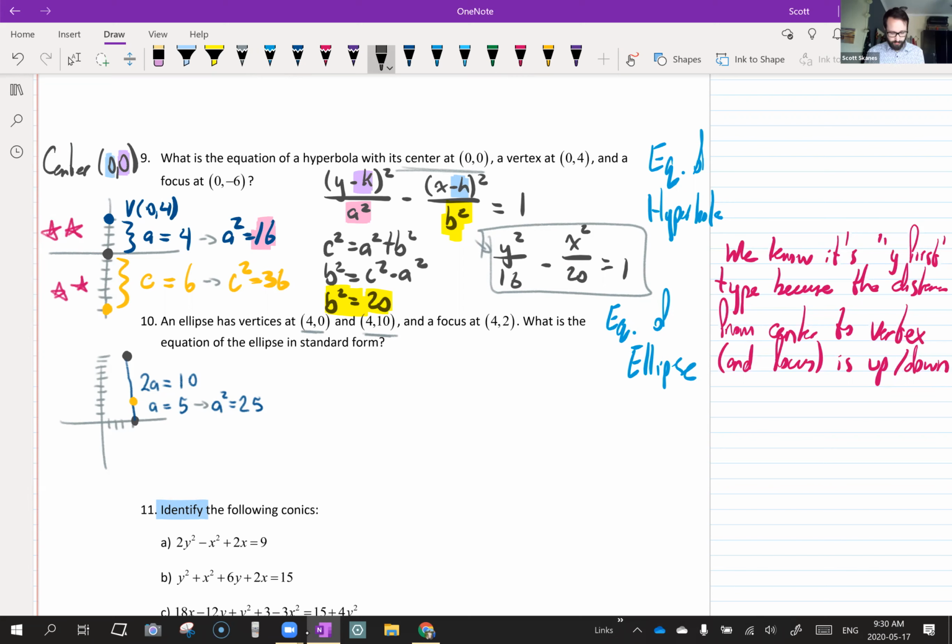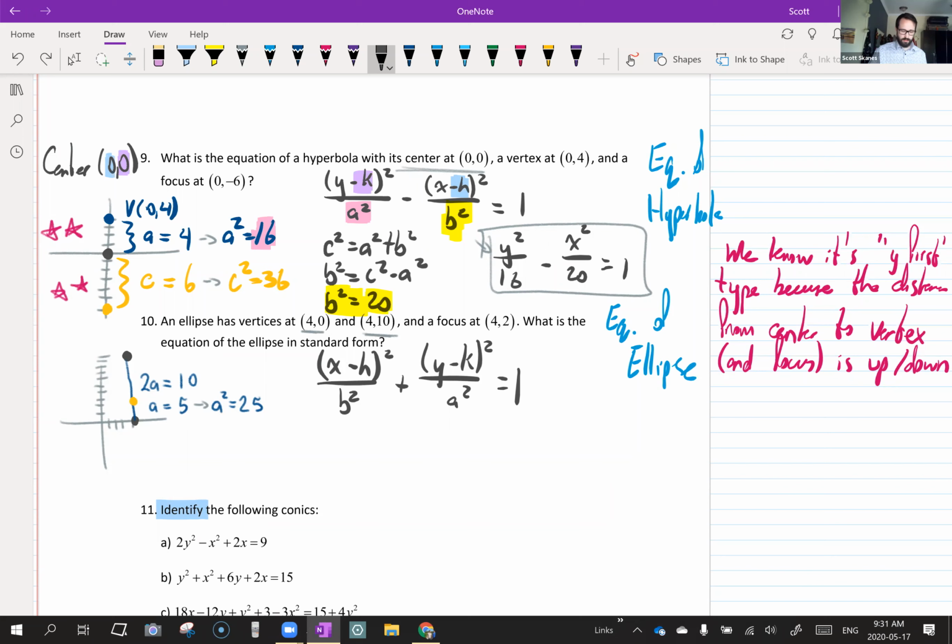Right? Because let me write out the ellipse form. This is a y, major axis is in the y direction. So let me write out the general formula so that we can all talk about the same thing. Midpoint of the vertices. So Ali, excellent. The midpoint of the vertices is the center. So again, we need to find the center in order to complete this equation.